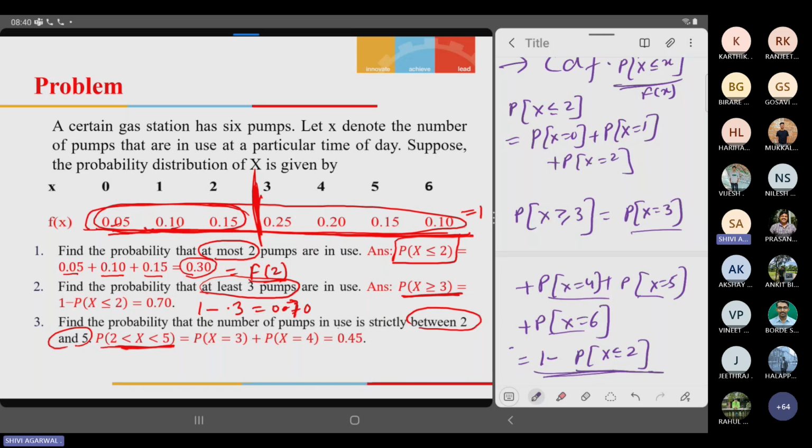This is the probability density function, and in the last class we have mentioned that f(x) at x equal to 0 means what? Probability when x is equal to 0. Probability when x is equal to 1. Here it is a number of pumps. Here it is in use. So the probability when no pump is in use is 0.05. One pump is in use is 0.10. So this is the probability density function, or we can say the probability related to the different values of x. Yes, Mr. Venkata. That no pumps in use, that is the probability of no pump in use is 0.05.